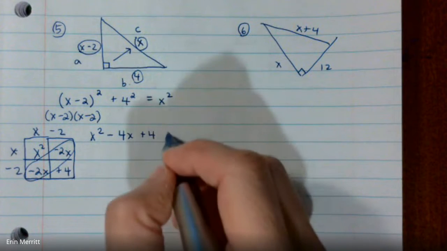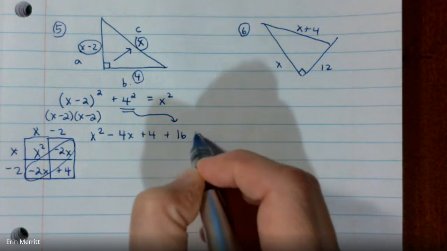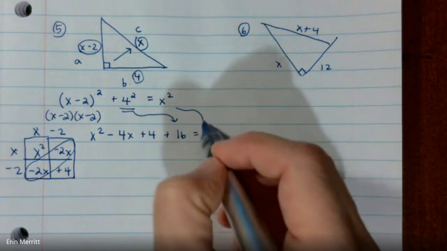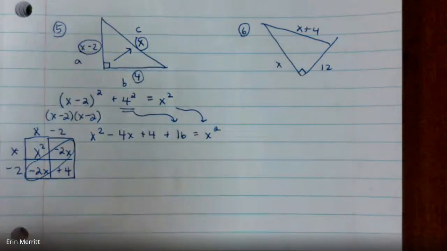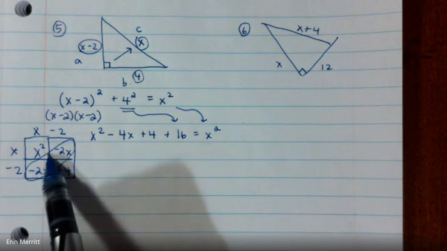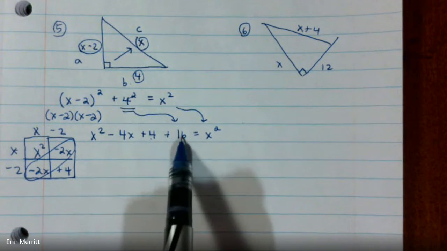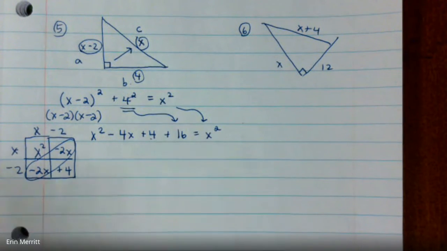All right, and now we have to keep going. 4 squared would be 16, and then equals x squared. So take a second and make sure you have all the parts. So x squared minus 4x plus 4. Bring down this 4 squared, that's 16. Bring down that x squared.